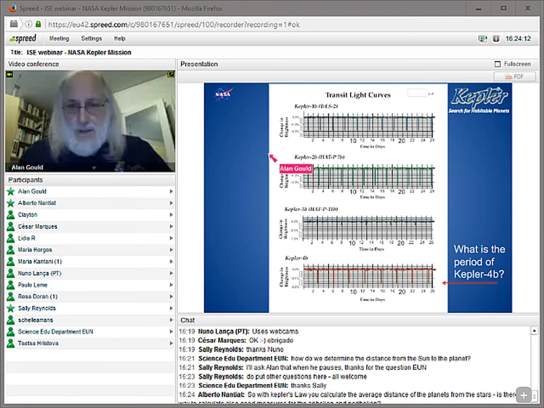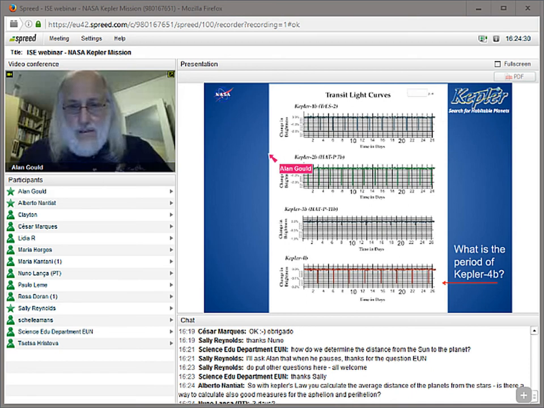And if you look carefully here, what is the period that we see in this light curve? Anybody who's on the chat might put in their estimate of that period. Looks to me like it's close to 3 days. It's a little over 3 days.